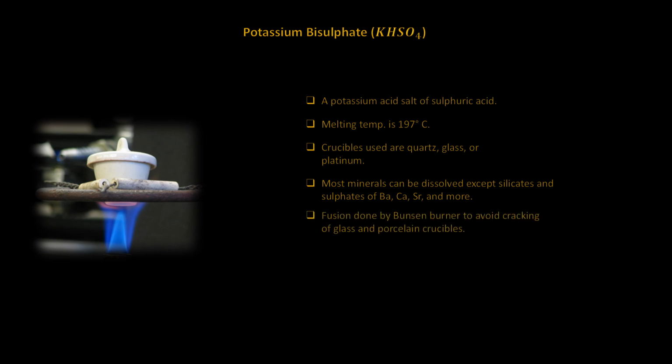Fusion is normally carried out by utilizing a Bunsen burner. This method avoids cracking any porcelain or glass crucible employed in the process. The lowering of the fusion temperature of the sample is obtained by using potassium bisulfate. As shown, potassium bisulfate starts to melt at 197 degrees centigrade. At 210 degrees, potassium pyrosulfate starts to evolve as a product of fusion, and the water is expelled as water vapor. At 325 degrees, the products of fusion are potassium sulfate and sulfite. The result is that the fusion temperature of the sample may be considerably lowered.